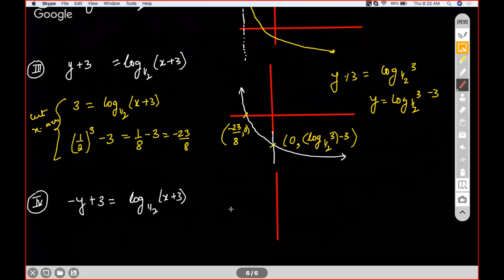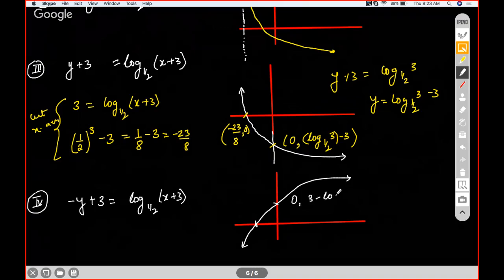So you have that point (-2, -3), and if you had to reflect that about the x-axis, then the x-coordinate should stay the same, and it goes up. It would be (-2, 3). This entire part, as you can see, I'm running my pen on it, will be this part. Now this point will become (0, 3 minus log 3 to the base half). And this point still remains the same, (-23/8, 0).